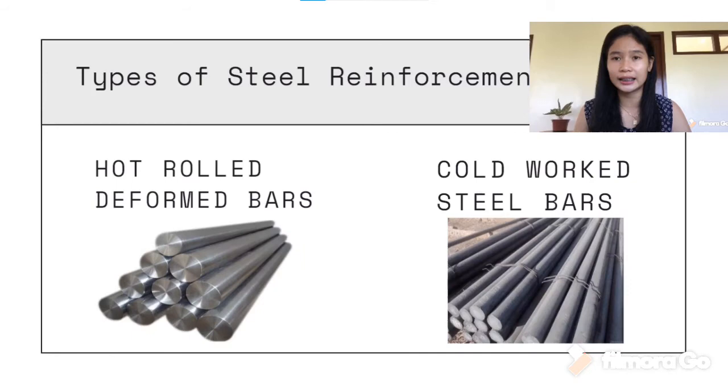First is the hot rolled deformed bars. Hot rolled deformed bars are the most common type of reinforcement for regular RCC structures, or reinforced cement concrete. Hot rolling is done in the mills, which involves giving the bar deformation on the surface. Next, we have the cold worked steel bars. These bars look similar to hot rolled deformed bars, although they are worked by rolling the steel at room temperature.